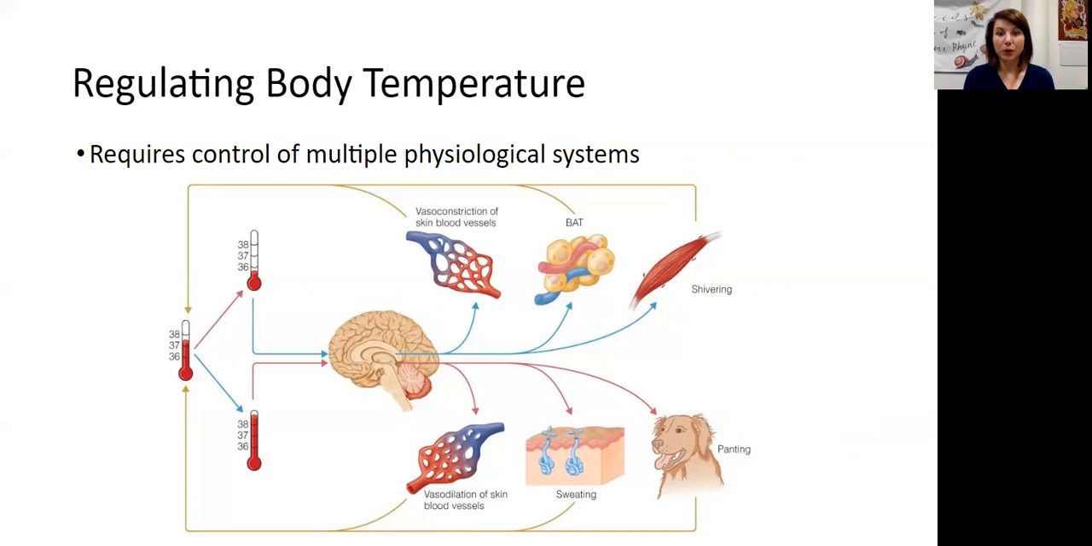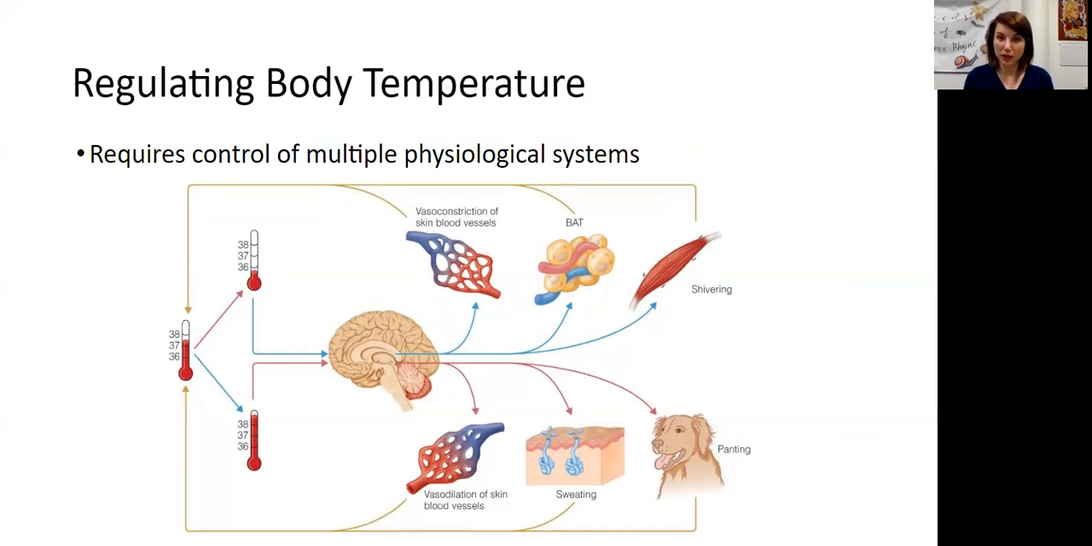If you are trying to cool the body, you're going to vasodilate. So you're going to make those vessels a little bit bigger. So muscles surrounding those vessels are going to relax. If you've ever noticed on a really hot day, like the veins on your hand might pop out a little bit more, that's vasodilation.